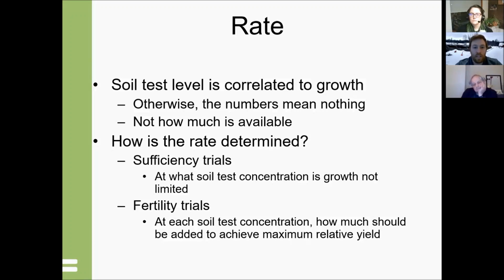So the way this is actually determined is there are sufficiency trials. And so as a ministry, we know at what point the concentration in the soil is where growth is not limited. And then for any concentration below that, they test using different fertilizer rates to see which will get you to the highest maximum yield.